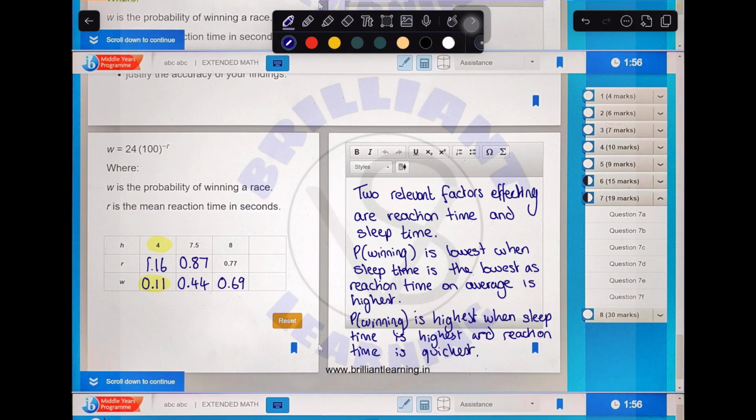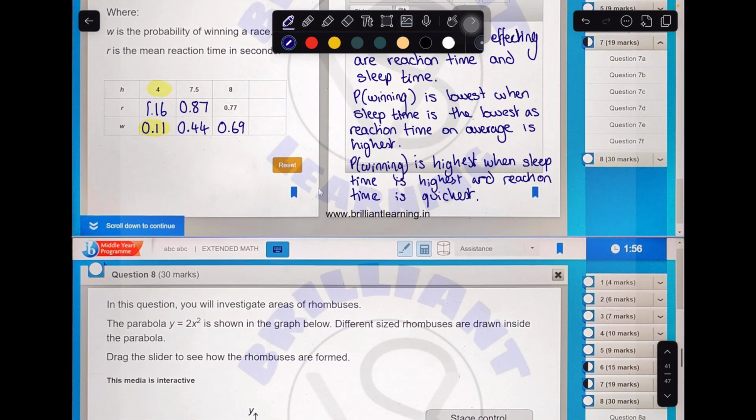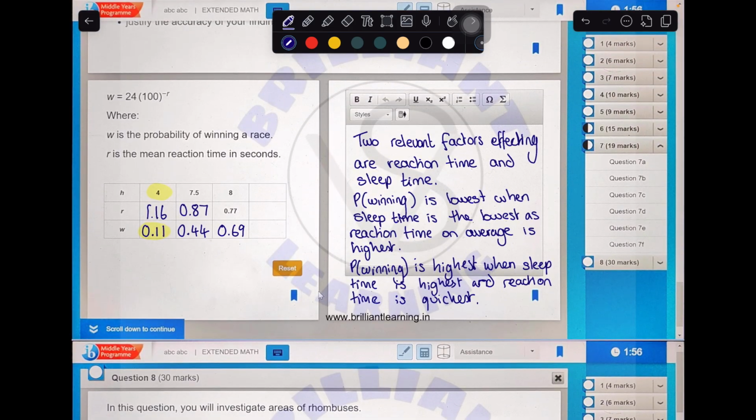Okay, what else can we say? What else does it want? Justify the accuracy of your findings. Okay, interesting. So what else do we want to say? We want to say things like the rounding that we've used and why we've used it. I would say in this scenario, the rounding to 2 decimal places hasn't caused any data to be obscured in any way. There are clear differences between the data.